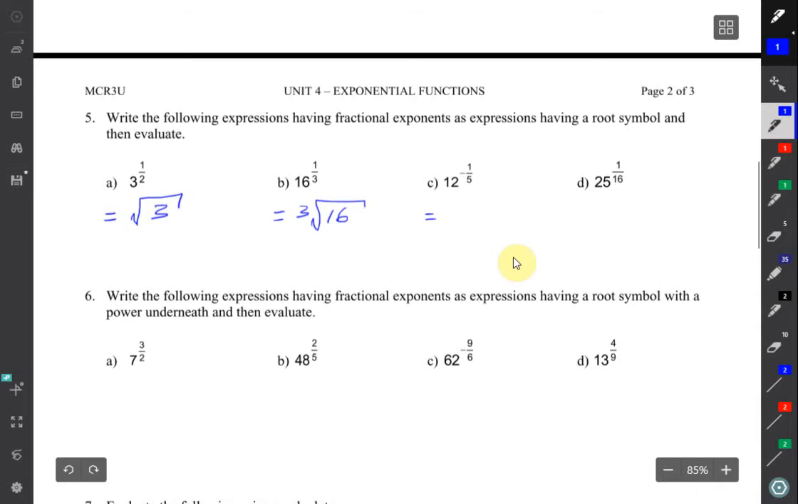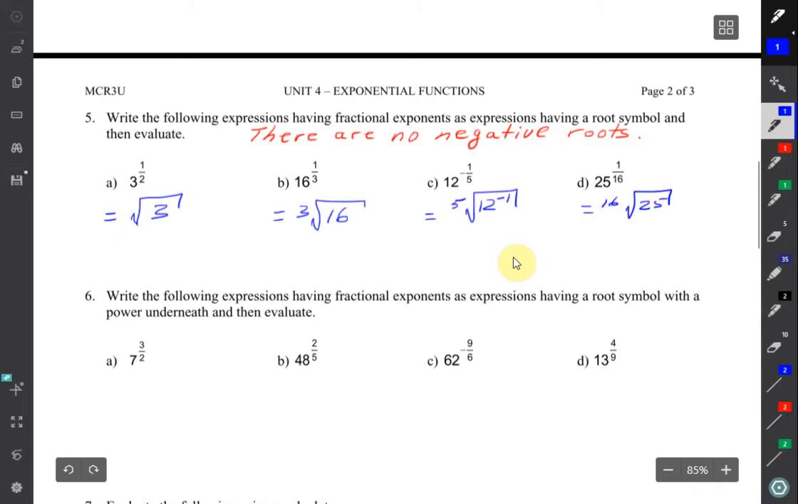One thing to be aware of is that there is never a negative root. So let's make a note up here: there are no negative roots. So the negative will always go with the exponent under the root sign. So in this case, this would be the 5th root of 12 to the negative 1. And since it's negative, we do need to write the 1. And this would be the 16th root of 25.